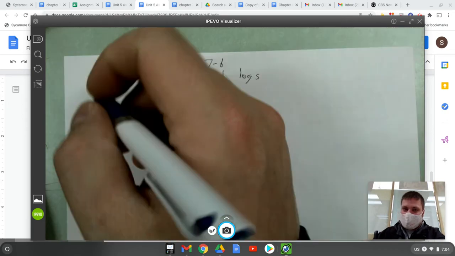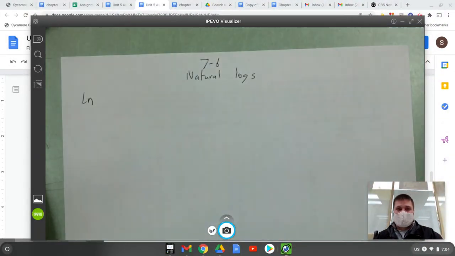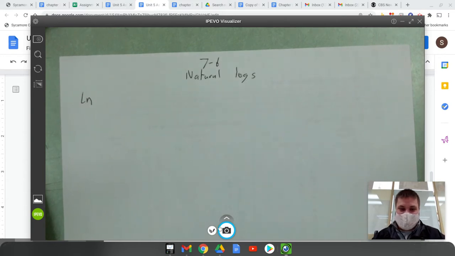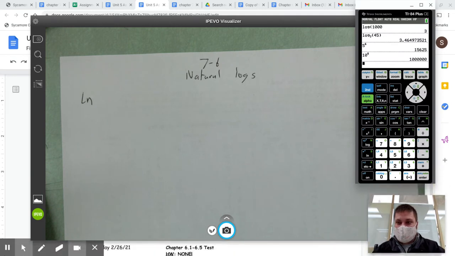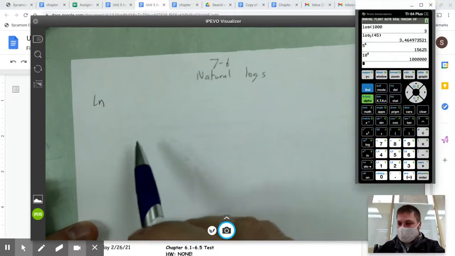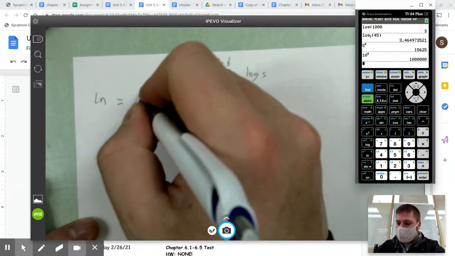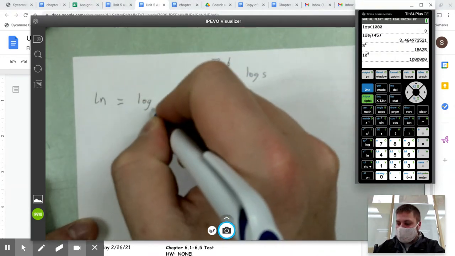Okay. So first of all, the symbol for natural log is ln. I don't know why it's not NL. That would make more sense, but it's ln. And that button is right off to the side of the number 4 here on your calculator. ln, the natural log. So what the natural log is, is the same exact thing as log base e.